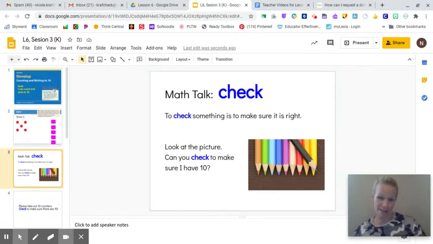So let's practice that. I want you to look at this picture of colored pencils. I want you to check to make sure I have 10. Okay, so remember, check is to make sure it is right. So I want you to make sure that there are 10 here. Go ahead, I'm going to pause, and I want you to count and check to see if there are 10. All right, go ahead.